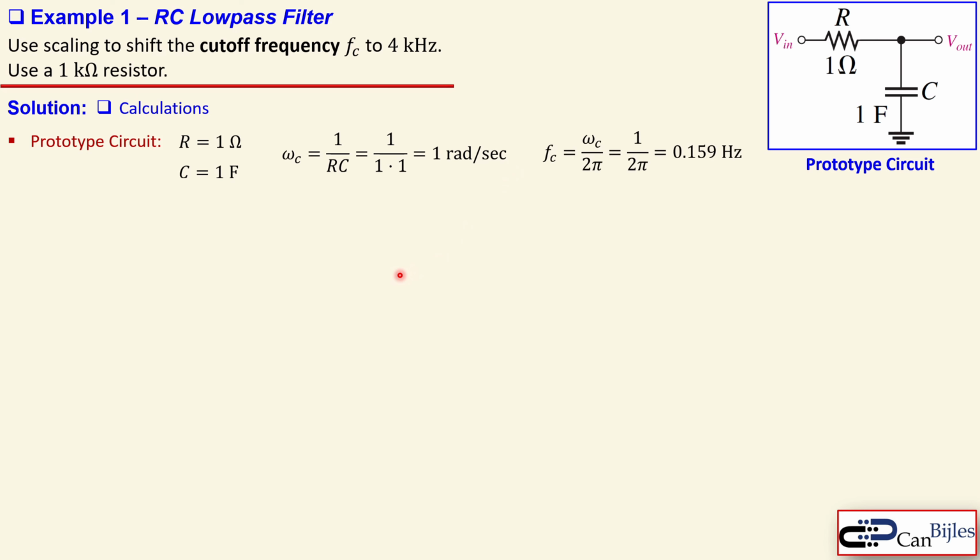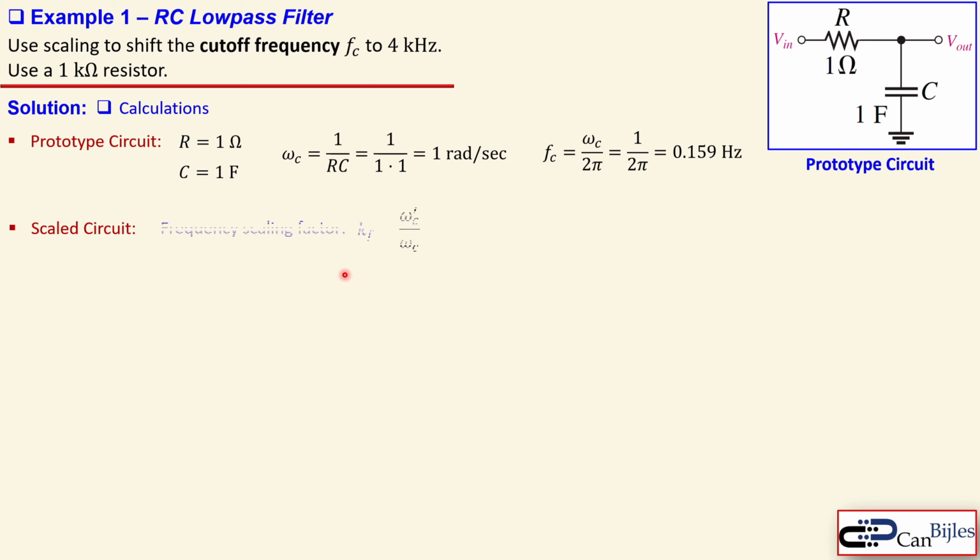Or in hertz, it is omega C, which is the cutoff frequency in radians per second, over 2 pi, which will then be 0.159 hertz. That will now be scaled up to this 4 kilohertz. So that is also what we need to do.